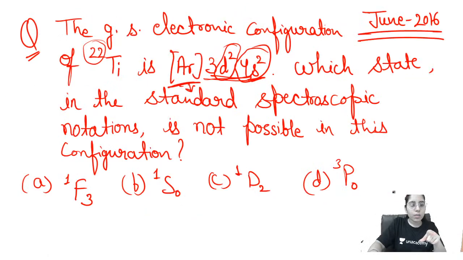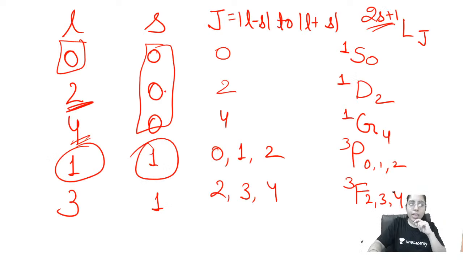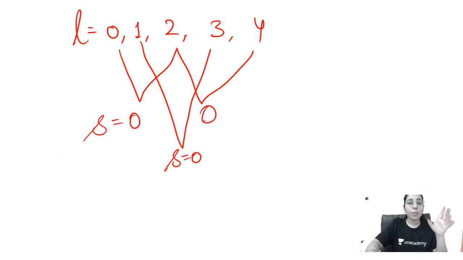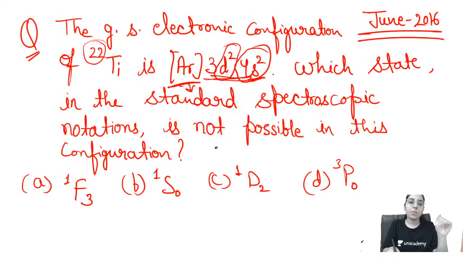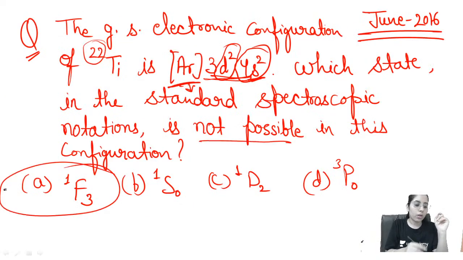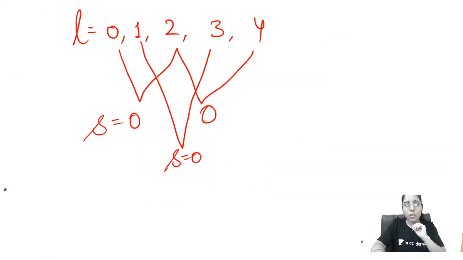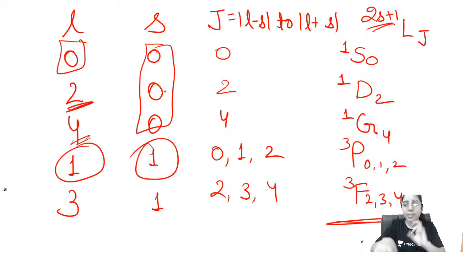Now check. First option, what is the first option? 1F3. Are we getting 1F3 here? No, we are not getting it. So the first option is correct, because they have asked for the not possible term. So the first option will be your right answer. Is this clear? That's how you can check all the other 3 options; those terms will be there in the spectroscopic terms we have got, and this is known as Hund's scheme. I hope it will be clear to all of you.